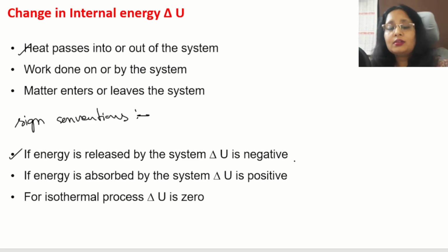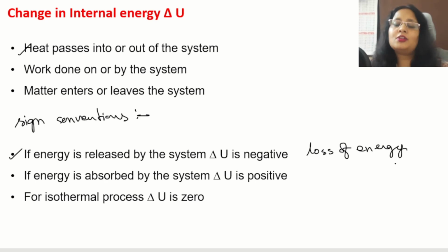How? If energy is released, it means inside, because internal energy we are talking about is the energy inside the system, that is called internal energy. If energy is coming out, released, it means inside there is now less energy than earlier. It means we can say there is a loss of energy, and loss of energy is always denoted as negative. Fine. So when there is energy released, we will use a negative sign for delta U.